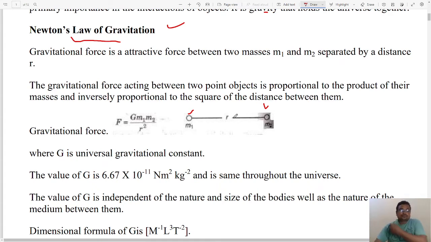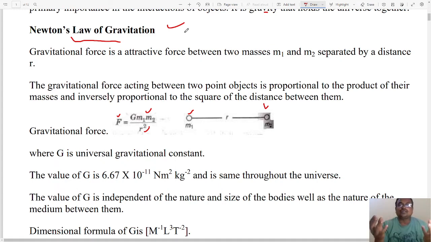Newton found out the universal law of gravitation, and he explained that gravitation is not only an earth phenomenon, it is a universal phenomenon. Each and every object in the universe has attraction. So the universal law of gravitation tells about three factors: the force, and that force depends upon the mass and upon the distance.